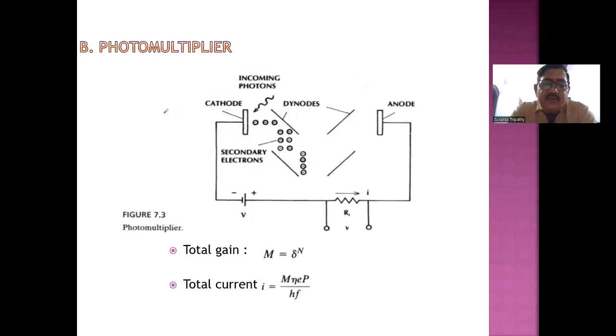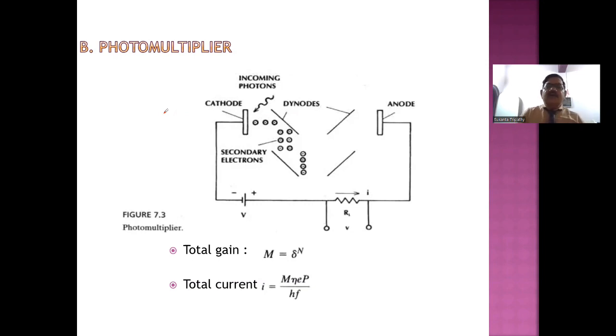Unfortunately, this photomultiplier cannot be used for the range of wavelength which is used in your optical communications. For example, when you are using the second window or third window, like 1310 nanometer or 1550 nanometer, then you cannot use this photomultiplier, because with this amount of energy, no electrons will be ejected out of this metal surface. So if no electrons, then this electron number cannot be multiplied.